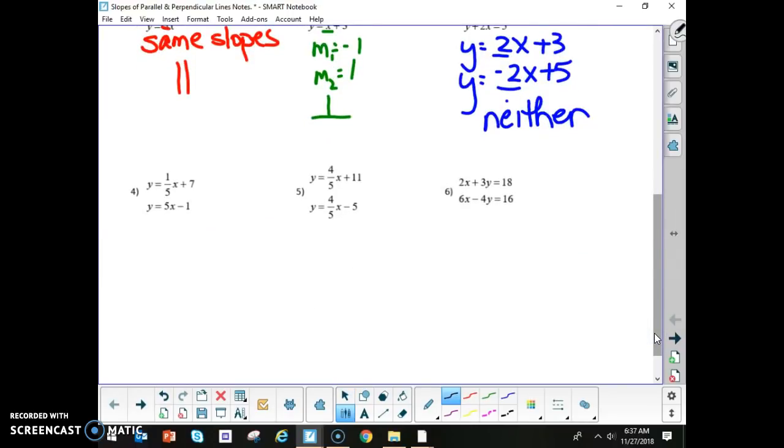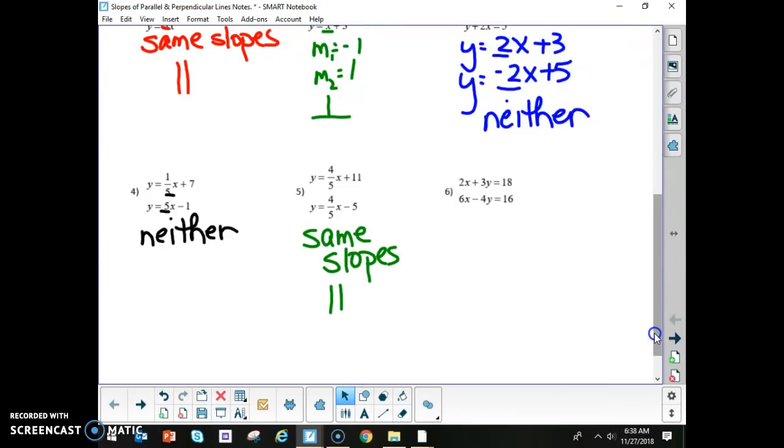What about example number 4? Looking at the slopes, they are reciprocals, but they're not opposite inverses, so this also would be a neither. Looking at example 5, these are the same slopes, so they are parallel.